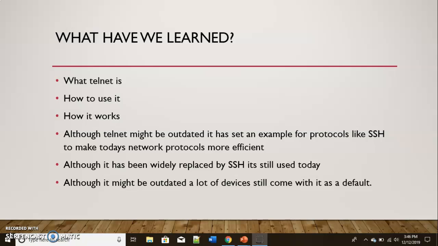Although Telnet might be outdated, it set an example for protocols like SSH to make today's network protocols more efficient. It revolutionized remote access. Although it has been widely replaced by SSH, it's still used today. As I stated before, a lot of times it'll be the default, and you'll have to go into your computer and activate SSH and disable Telnet.